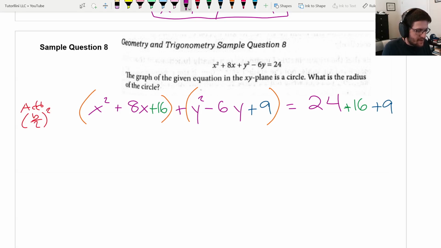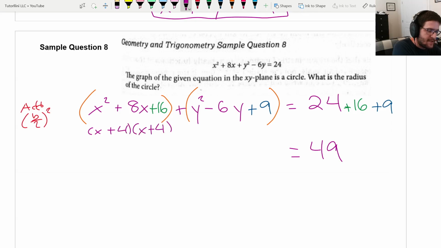All right, so now we go to the right side. And we do 24 plus 16 plus 9, which is 49. And for those two on the left, you just have to factor them. Factoring with a equals 1, I go over it in my factoring video. You can check that out if you want. So it has to add to 8 and multiply to 16. So it's x plus 4, adds to 8, multiplies to 16, which is really x plus 4 squared.